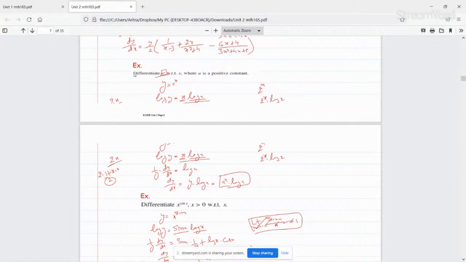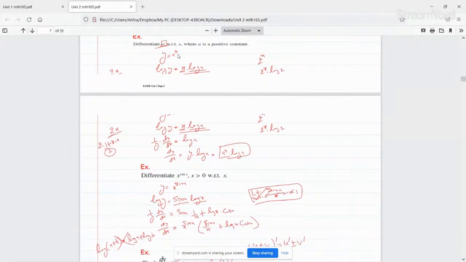Then take this example, a to the power x. When y is equal to a to the power x, then log y is equal to x log a. You know why? Apply log on both sides. You have learned that x comes in front and it's log a, just like 2 to the power x gives 2 to the power x log 2. Basically this is derivation only. You must remember this value always: what is the differentiation of a to the power x? It is a to the power x log a.